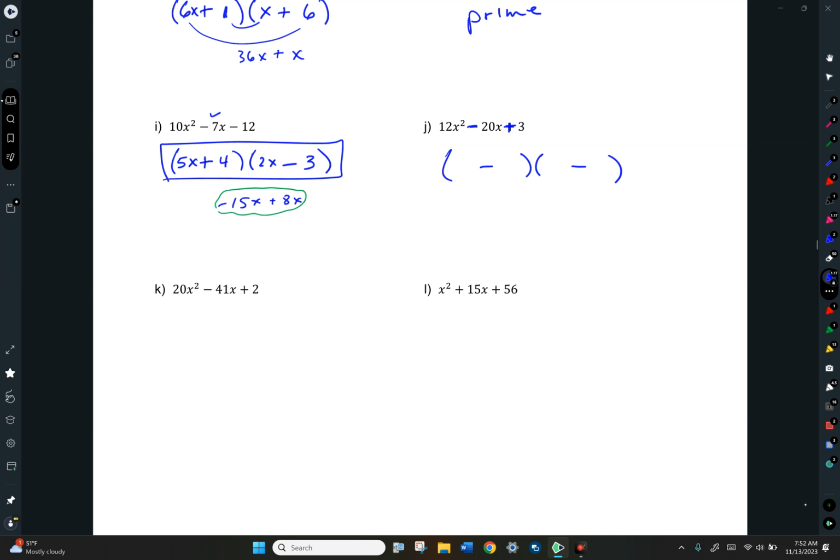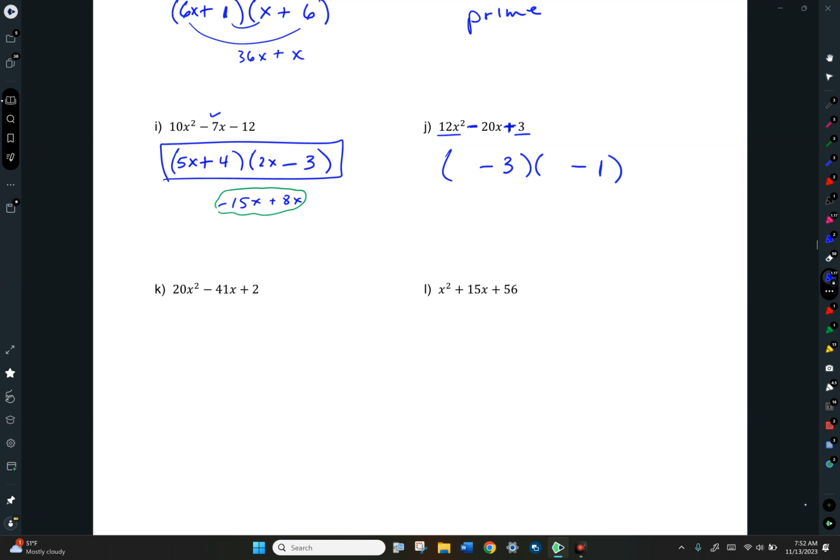Something you might want to do, I noticed that in order to multiply and get 12, I have several options. But in order to multiply and get 3, I only have one option. My only choice is 3 and 1. A lot of times when there's only one choice for one of them, I'll put that in first because I know I can't change it. So since I know my only choice is 3 and 1, I'll go ahead and put that down.